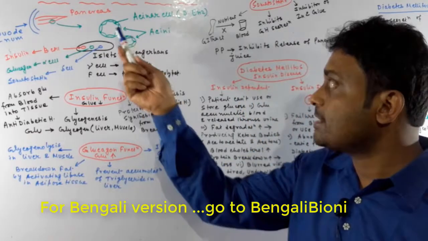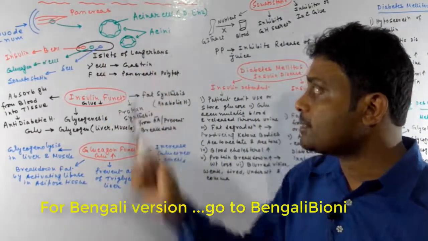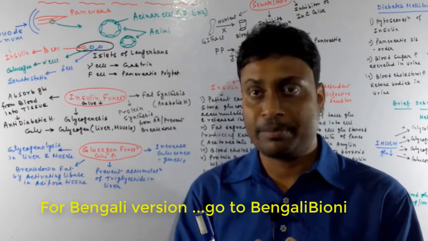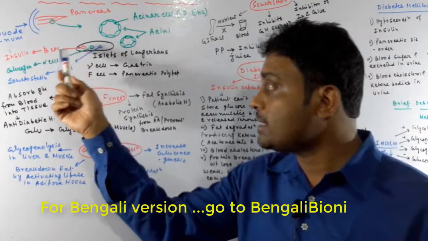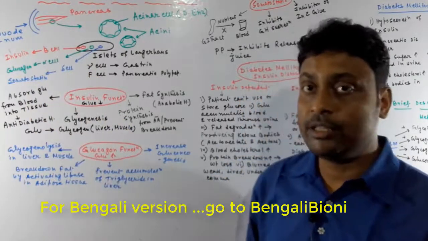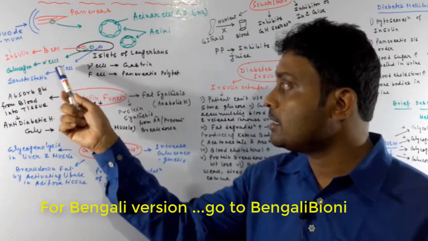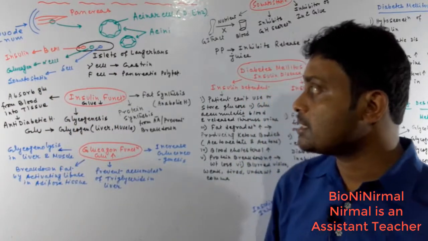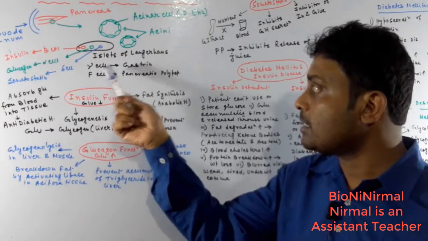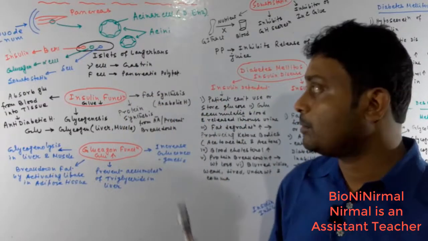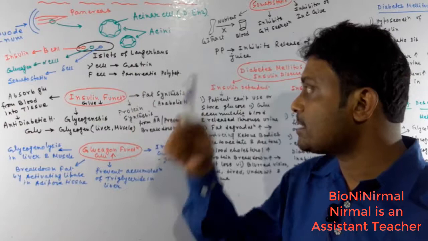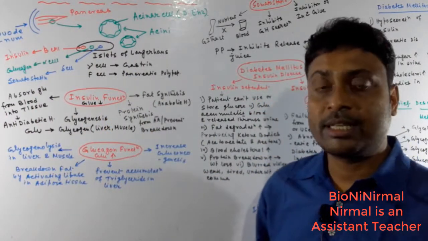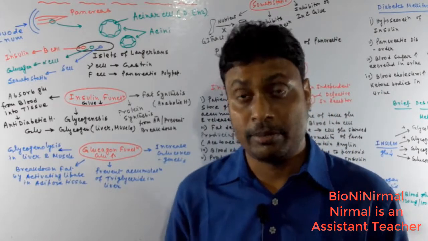Okay, and inside the acini there are islets of Langerhans, and in these islets of Langerhans various types of cells are present. The beta cell causes the secretion of insulin, the alpha cell is responsible for secretion of glucagon, the delta cell is responsible for secretion of somatostatin, and the gamma cell is responsible for secretion of gastrin, and the F cell secretes pancreatic polypeptide. So these are the 5 major hormones which are secreted from the pancreas or the islets of Langerhans.